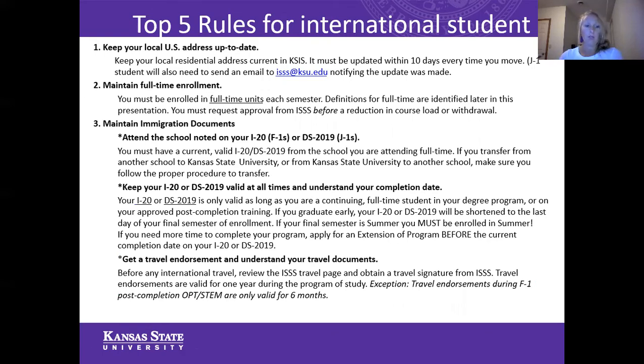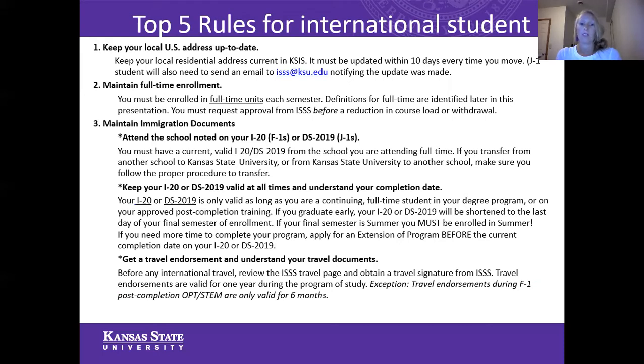Number 3, always maintain your immigration documents. It's very important that you are aware of the information that's on these documents and to ensure that the information is accurate. You must have a current and valid I-20 or DS 2019 from the school that you're attending full-time. Always keep your I-20 or DS 2019 valid. This means that your program end date should be in the future or accurate as to what your completion date is. If you're not able to complete your program by the date that's listed on this document, you need to reach out to ISSS so that we can help you with an extension process.